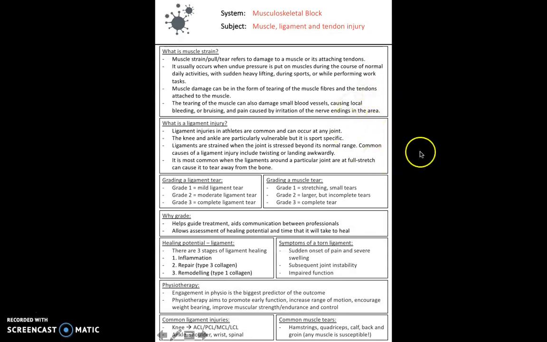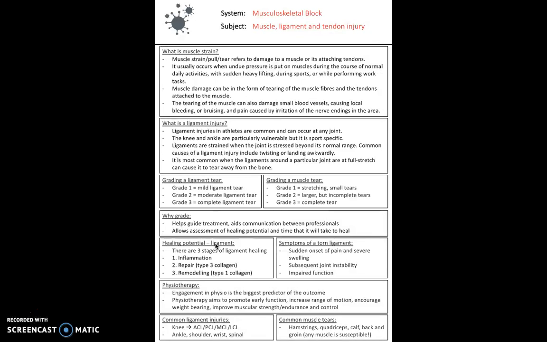We can grade a ligament tear 1 to 3 from mild to complete tearing, and we can grade a muscle tear as well from grade 1 to 3, from stretching of small tears to larger and a complete tear. It's important to grade muscle, ligament and tendon injuries to help guide the treatment as well as aid communication between professionals, so they understand the severity of the injury to a patient that's being referred to them.